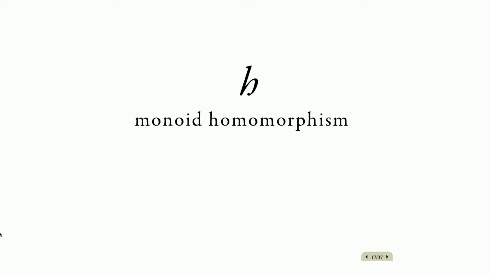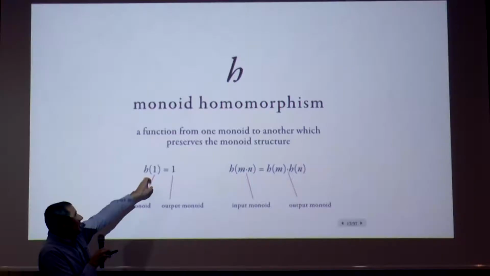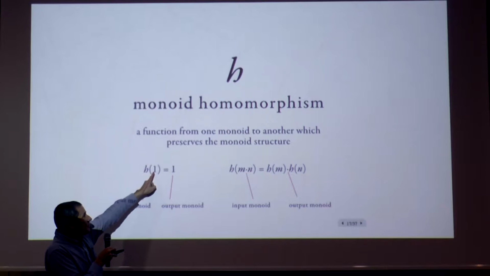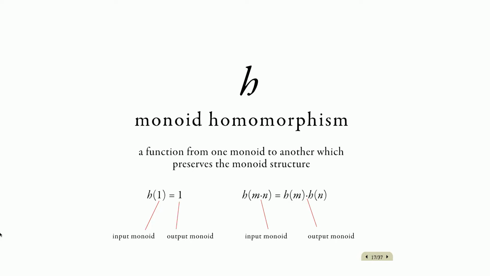So a monoid homomorphism, what is that? It's a function from one monoid to another, which is consistent with the structure of monoids. And the structure of monoids is multiplication and the unit. So that means that the homomorphism maps the unit from the input monoid to the unit of the output monoid. And if you multiply in the input monoid and apply the homomorphism, then you could do it afterwards as well. It just preserves the structure.